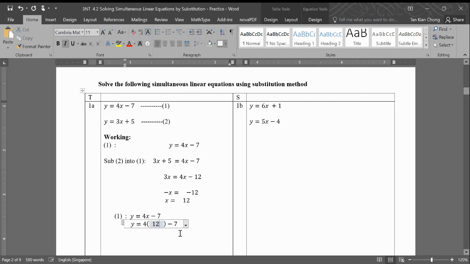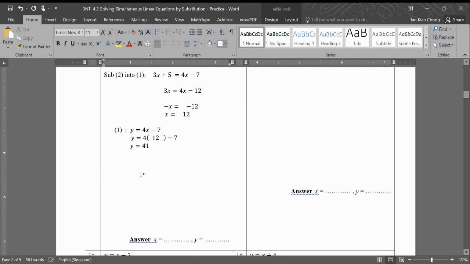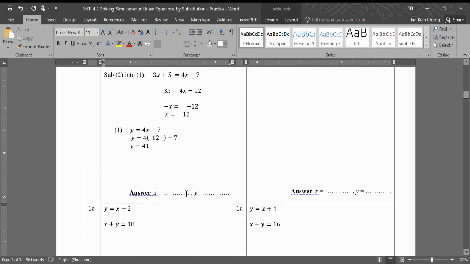I'm going to key in 12 here. So now you key into the calculator 4 times 12 minus 7, and you will get 41. Now that I found both of the values for x and y, I'm going to write down my answer: x equals to 12 while y equals to 41. And that's it. I have solved this equation.